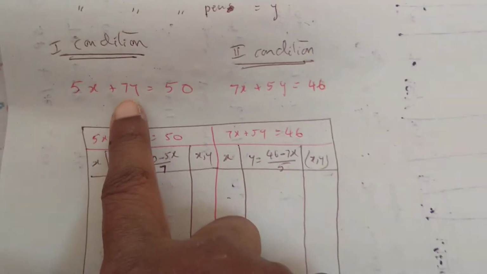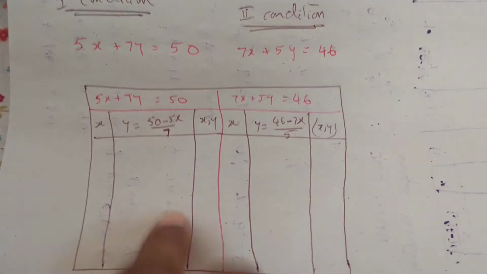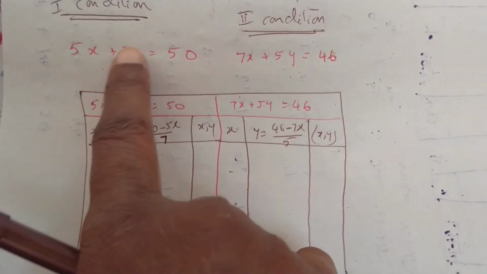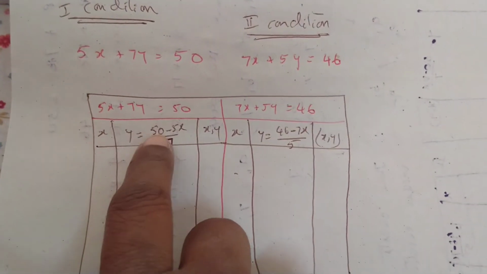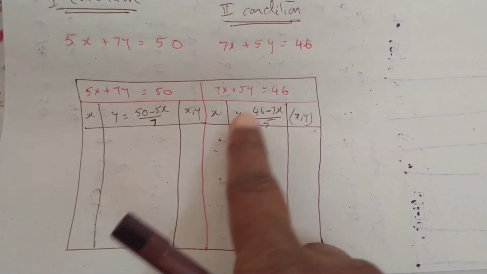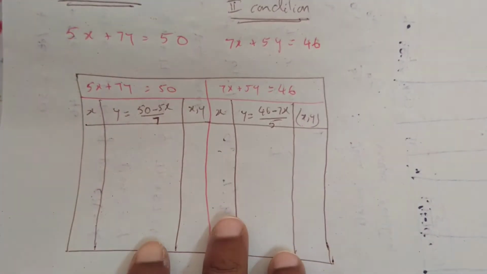Now here y is not directly written. So we need to find out y here in the first equation. y will become, see, 7y is equal to 50 minus 5x, y is 50 minus 5x divided by 7. In the second condition you will be getting y is equal to 46 minus 7x divided by 5. So this is how it is.